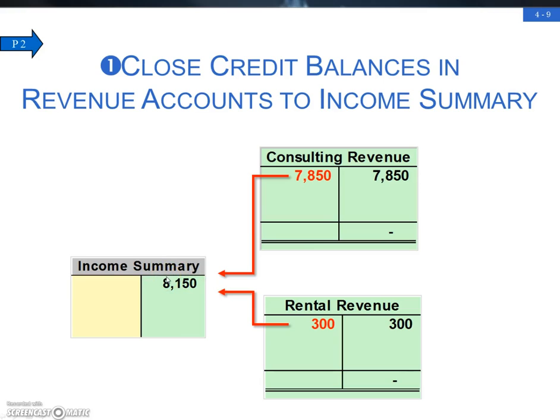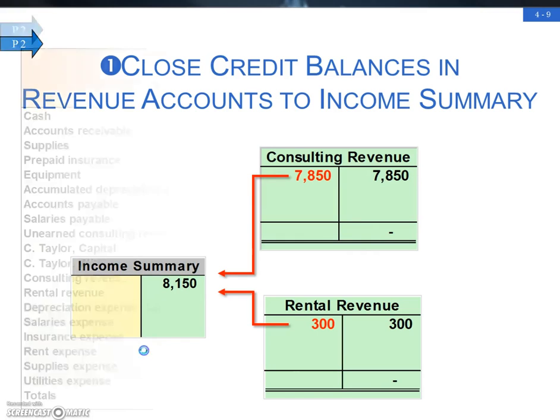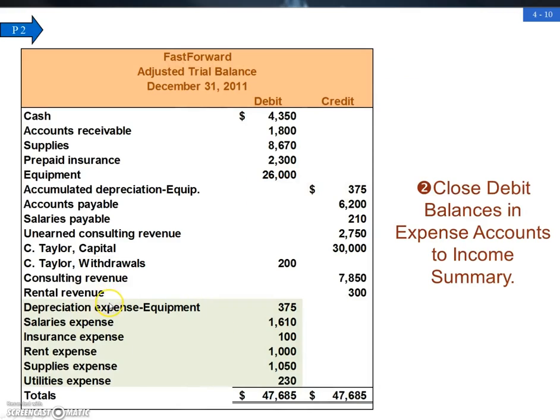Now, income, remember, is revenue minus expenses, so now we've got to add the expenses to this income summary account and at the same time close out those expense accounts. So let's take a look. Our expense accounts are highlighted here for you, right? Everything from depreciation expense all the way down to utilities expense, right? So these are all debit balances.